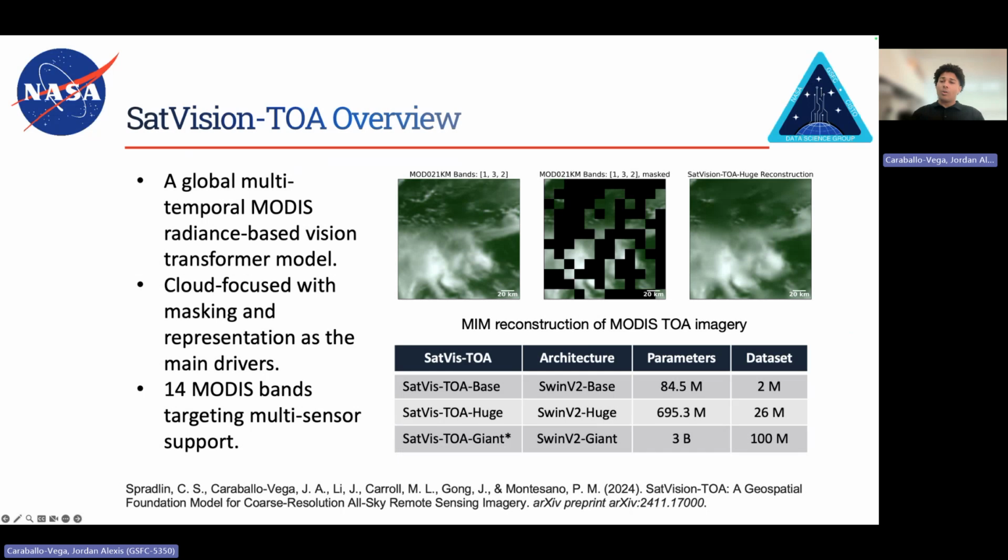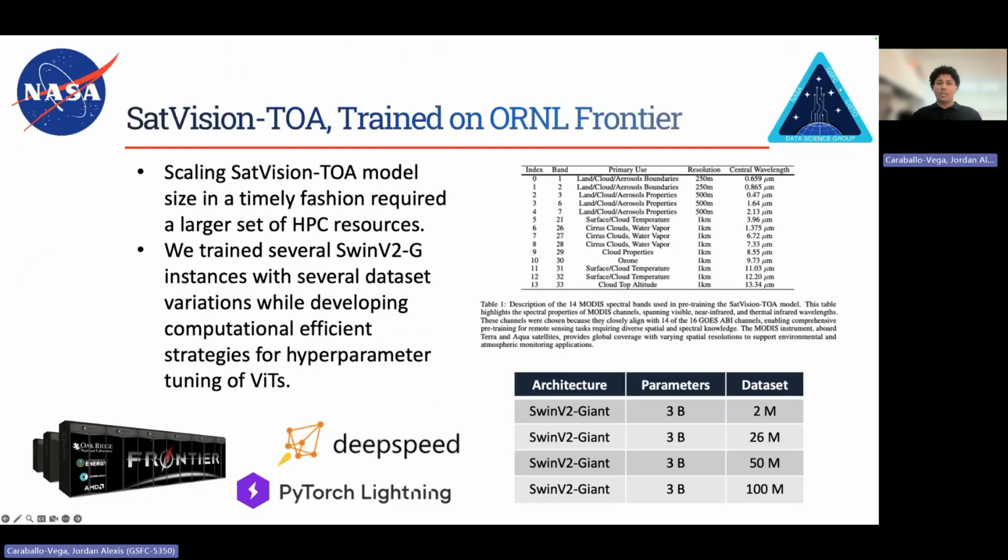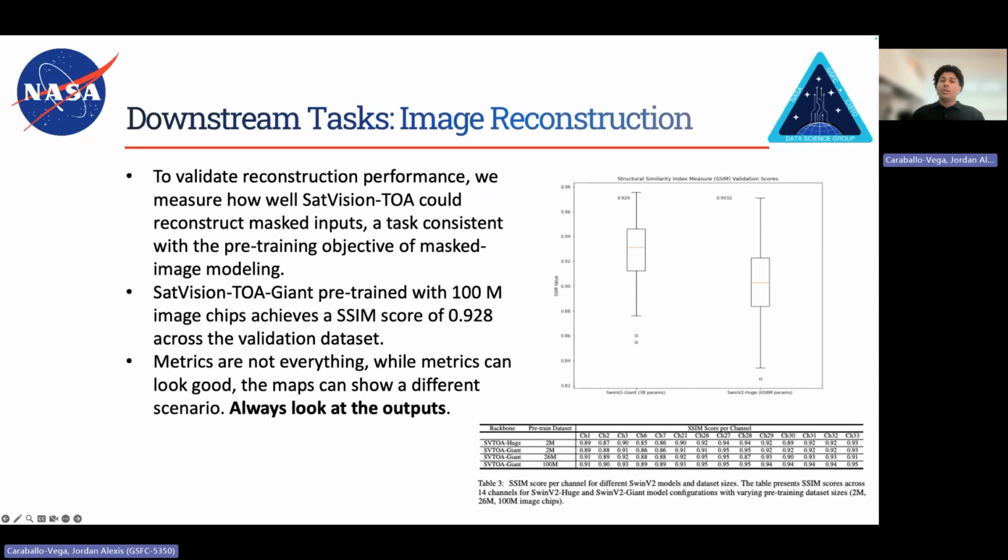And we trained different models at different sizes to understand how scalable the architecture was, but then also how much data we need. Do we actually need 100 million samples to pre-train a model? Or do we actually reach a plateau using all that data? And the answer was yes, we actually reached a plateau. We saw that there were deficiencies in the model if we used less than 50 million chips for a 3 billion parameter model. But we also saw that there was a plateau between 50 million and 100 million chips that wouldn't provide any actionable benefits to the SatVision TOA model.